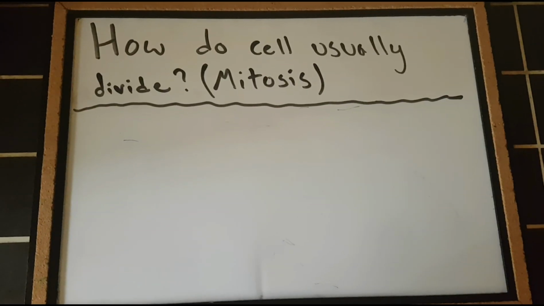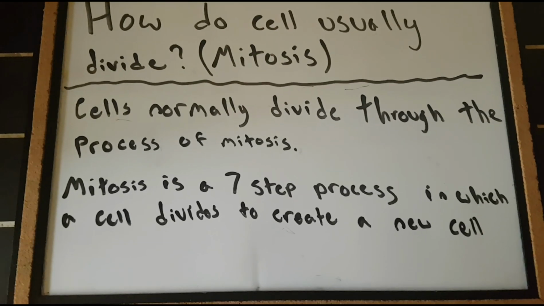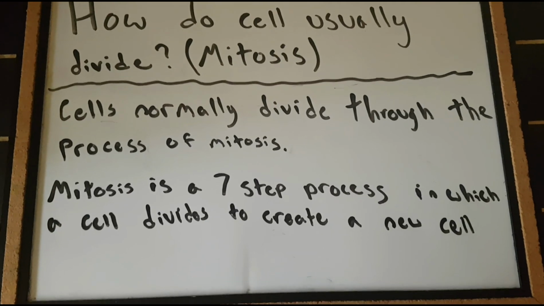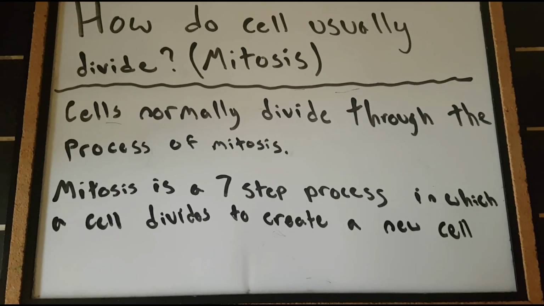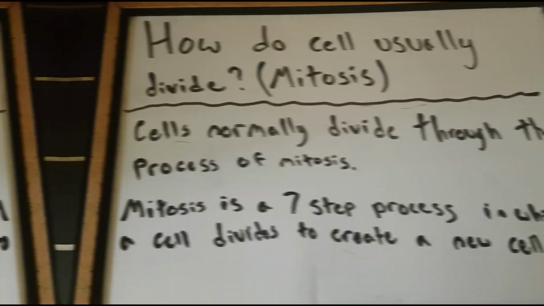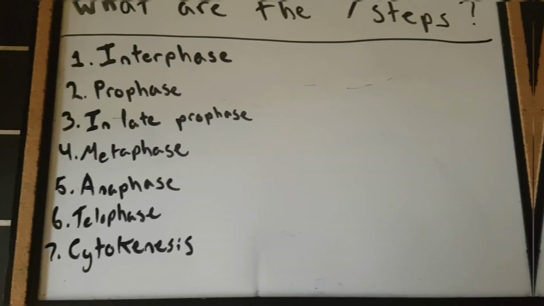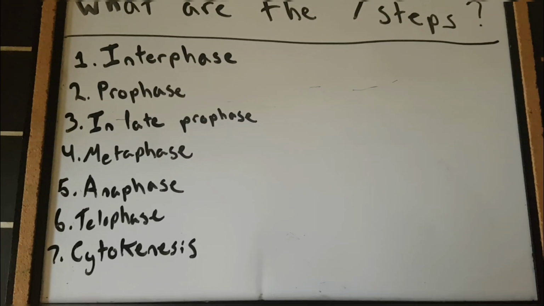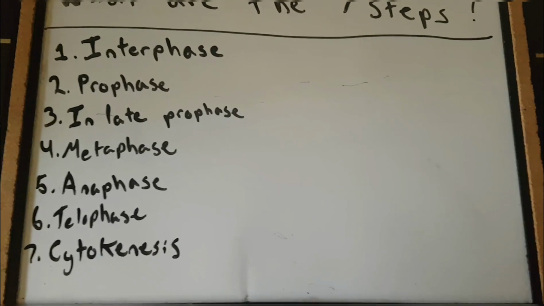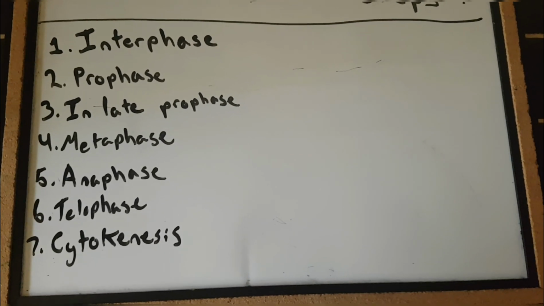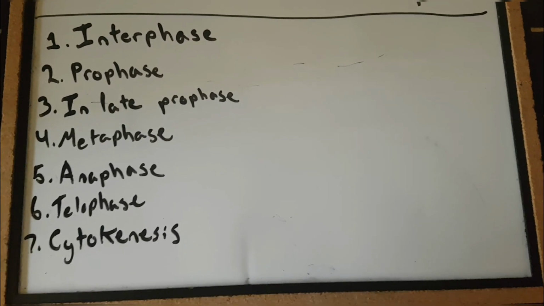How do cells usually divide? Cells normally divide through the process of mitosis. Mitosis is a 7-step process in which a cell divides to create a new cell. What are the 7 steps? These 7 steps of mitosis are interphase, prophase, late prophase, metaphase, anaphase, telophase, cytokinesis.